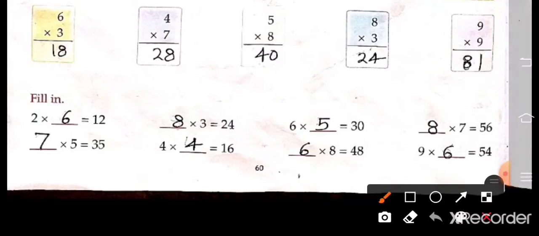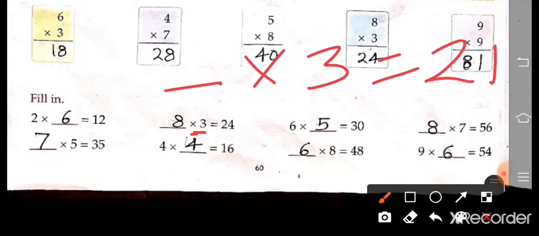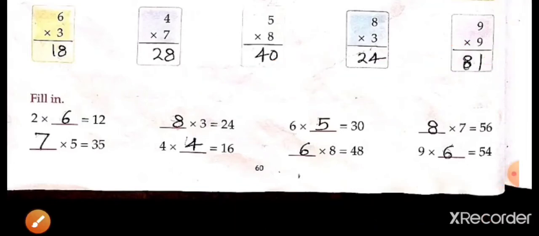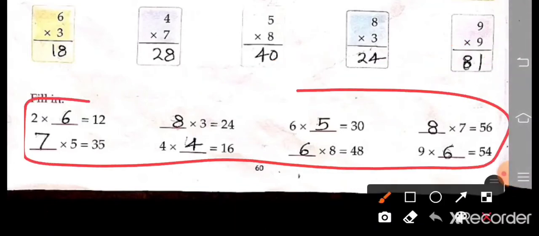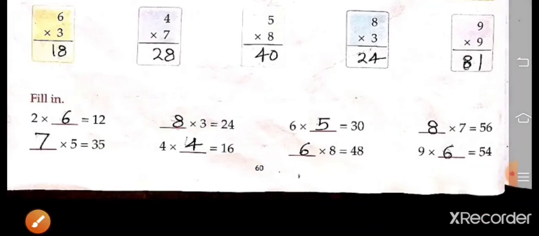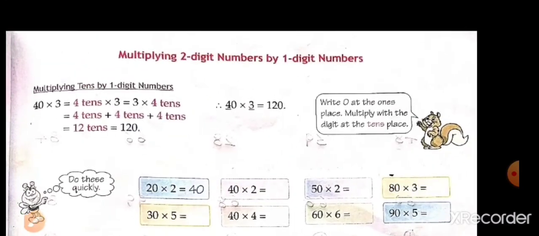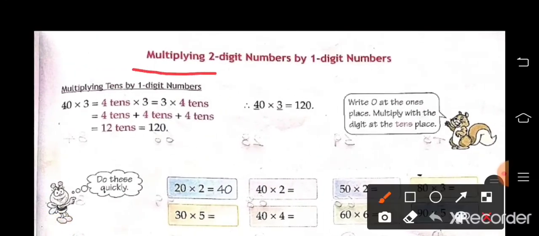Okay. Now here dash multiply 3 equal to 24. So read the table of 3. 3 8s are 24. So here we have to fill 8. Okay. So like this you have to do these sums. Okay. Now the next page. Multiplying 2-digit numbers by 1-digit numbers.